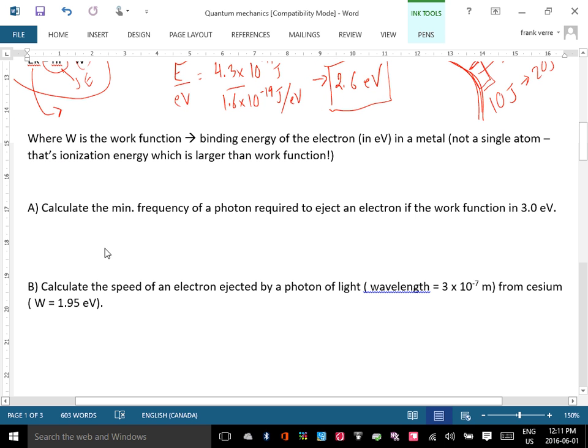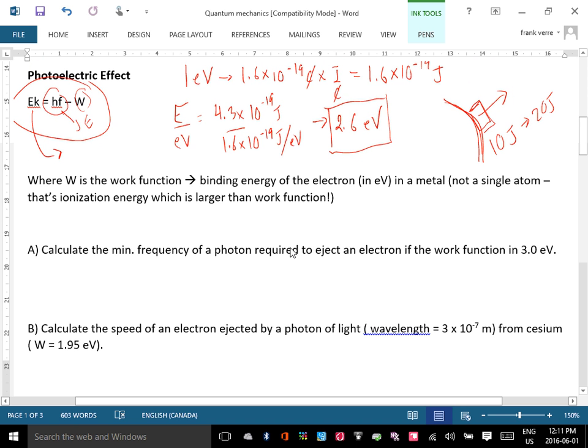So what would be the minimum frequency of a photon required to eject an electron if it took 3 electron volts to remove it from a metal? And by the way, every metal would be a little bit different, so I don't know what metal this is. So what's the frequency of light? Here's our equation: EK equals hf minus W.